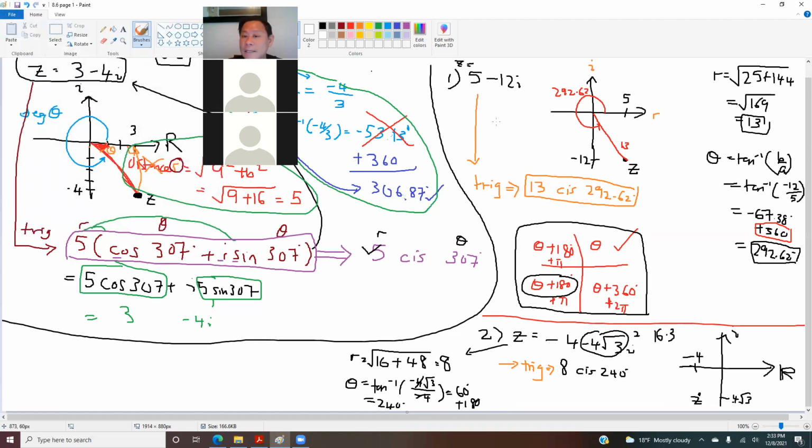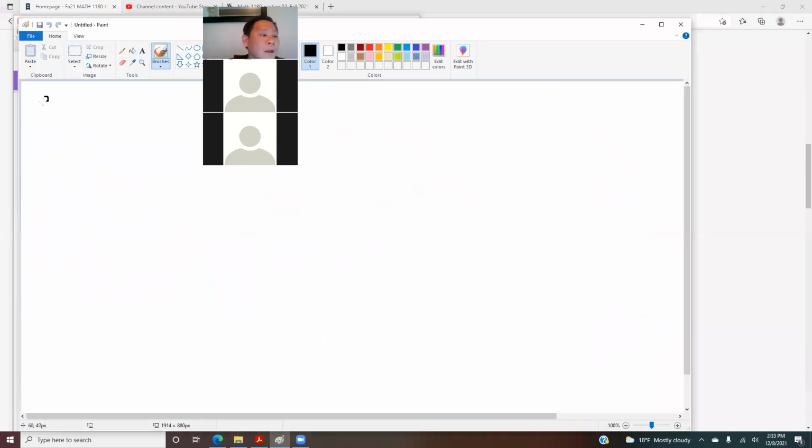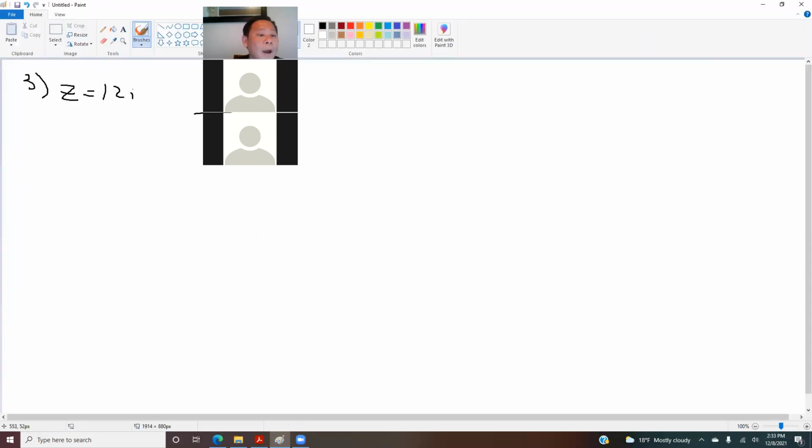Now, so far the z I give you is either in quadrant 1, 2, 3, or 4, right? So you either add 180 and all these things. What happens if your z is this? So this is question number 3. Now your z is 12i. Okay, question 3 is given as 12i is your z. So I want you guys again, draw this in the complex plane. That means this is real, this is imaginary. And write this in a trigonometric form.